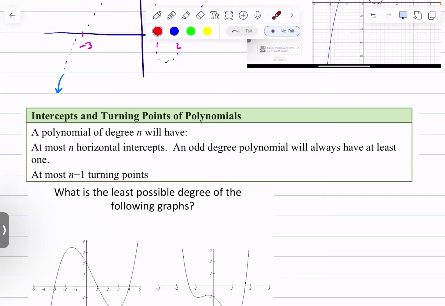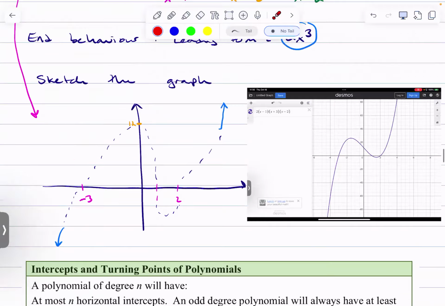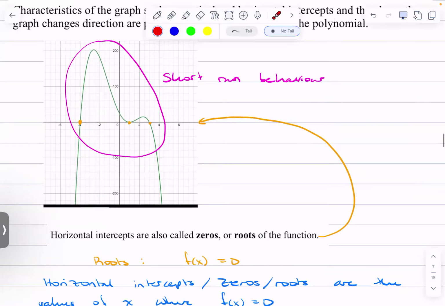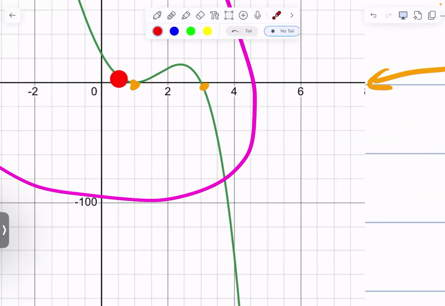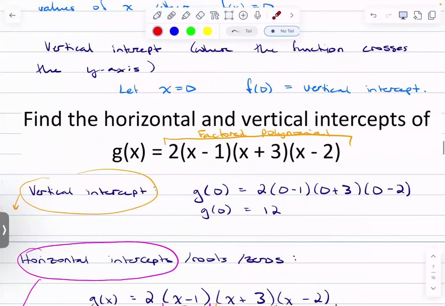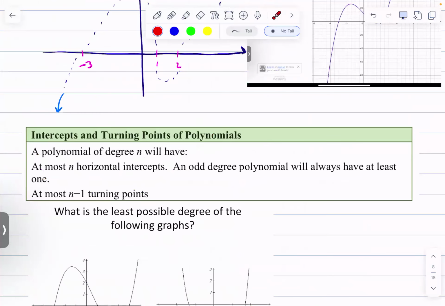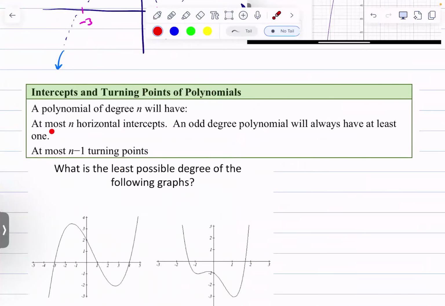Or the alternative is if you do have a horizontal intercept, then you would have 2. Or if the parabola is just on the x-axis, like the graph we had here, that would just count as the one time. So then you would have only 1, but that's kind of a special case. So I guess it's true, all degree polynomials will always have at least 1. But anyways, what we'll latch on to is the at most n horizontal intercepts.